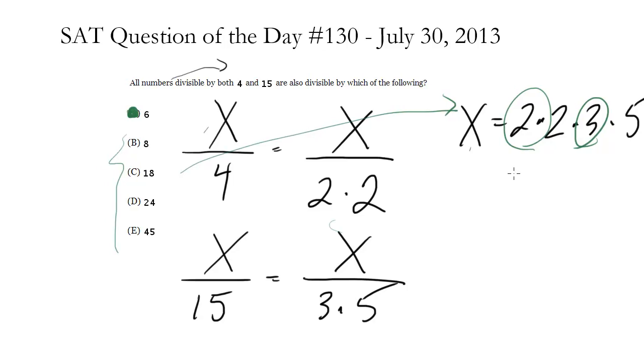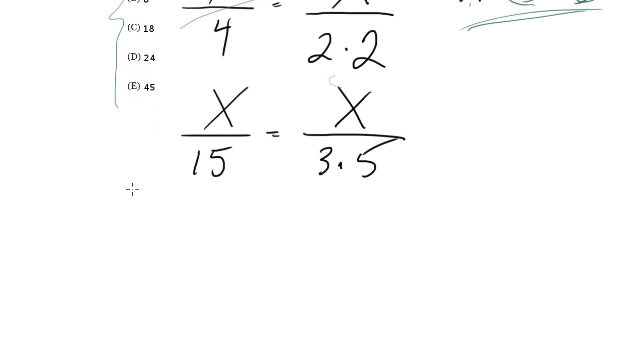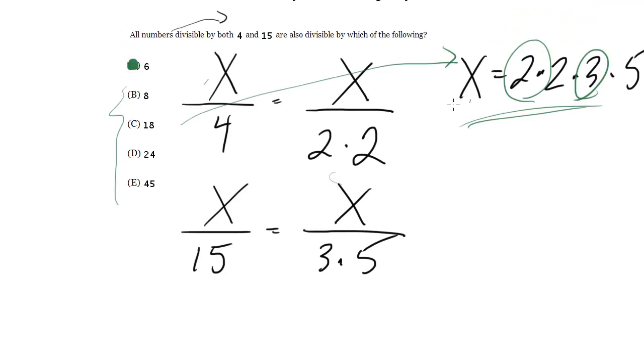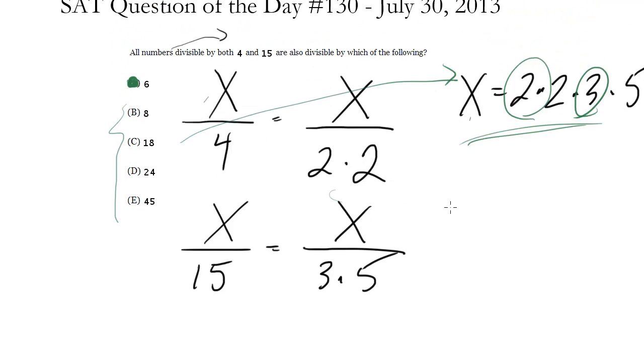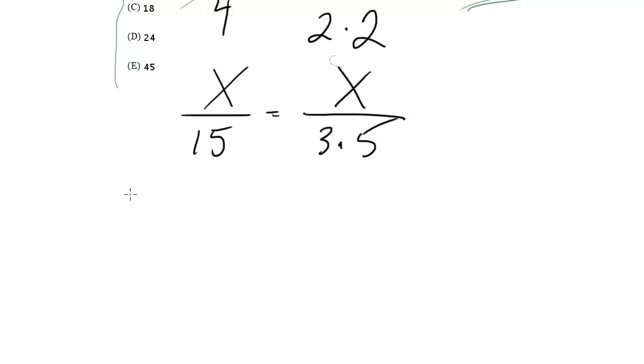The way they did it is actually similar in some ways to this, which is just to pick an x. Pick an x that's divisible by both 4 and 15, and then see what else it's divisible by. So what is an x that's divisible by 4 and 15? Well, the easiest one is to take this, 2 times 2 times 3 times 5, or just pick 60, because 60 divided by 4 is 15, and 60 divided by 15 is 4.